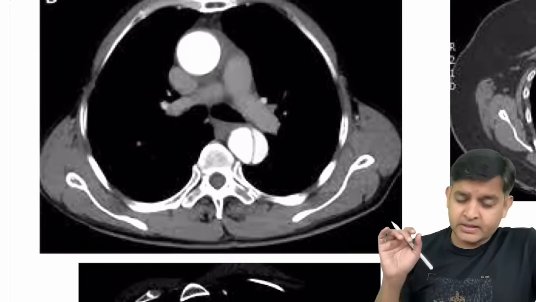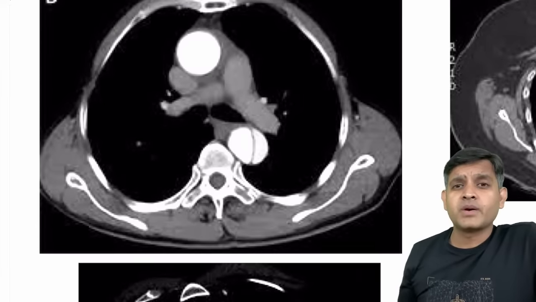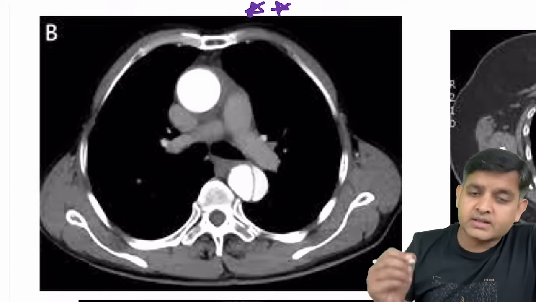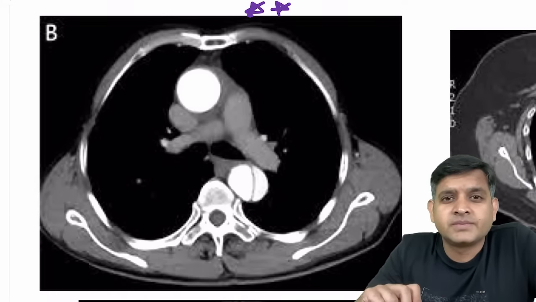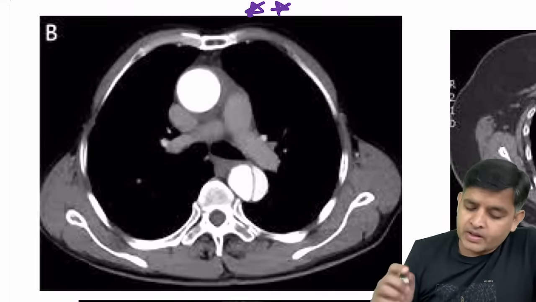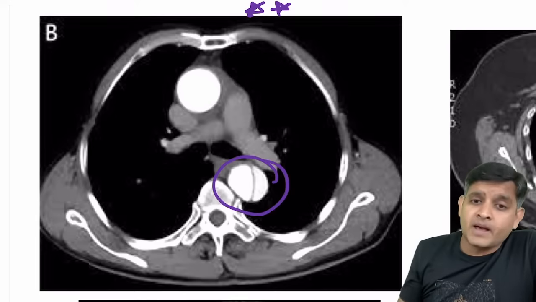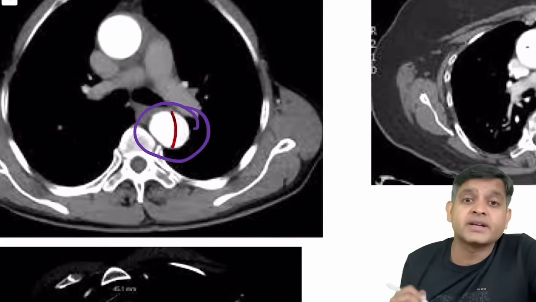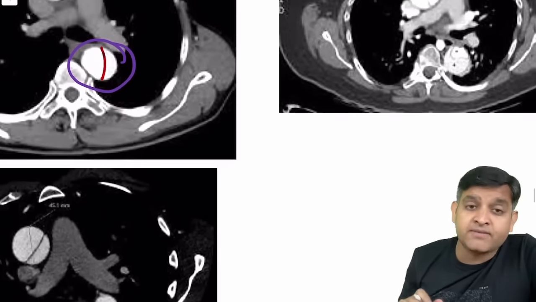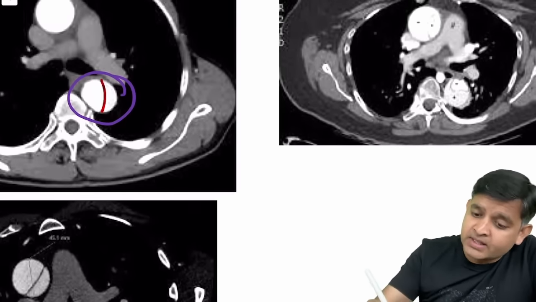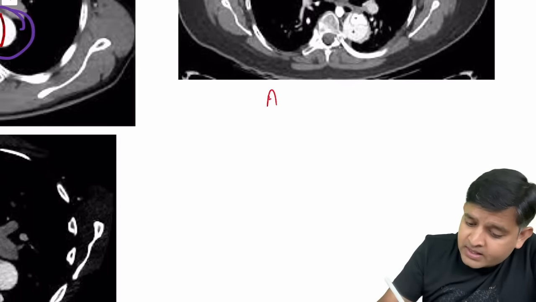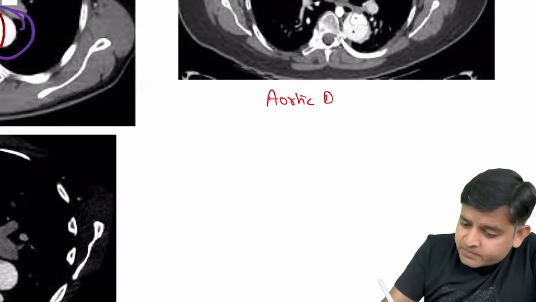Alright. Tell me, what do we see here? See what is happening. I can see a flap in the aorta here. And the moment I can see a flap in the aorta like this, this leaves no room for confusion. This is aortic dissection.